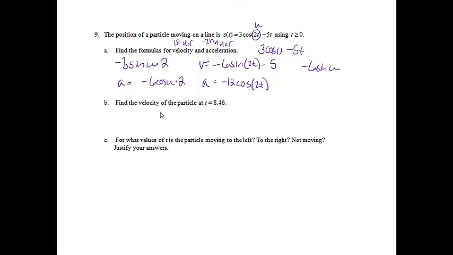Okay, part B says to find the velocity of the particle at t equals 8.6. So we're going to go into the velocity formula, and we'll put 8.46 in for the t.